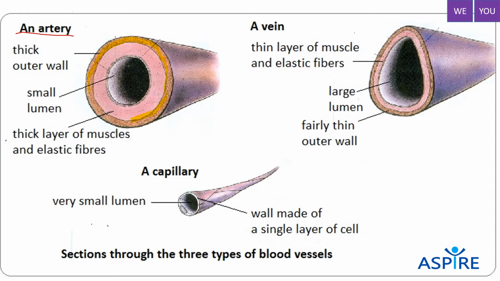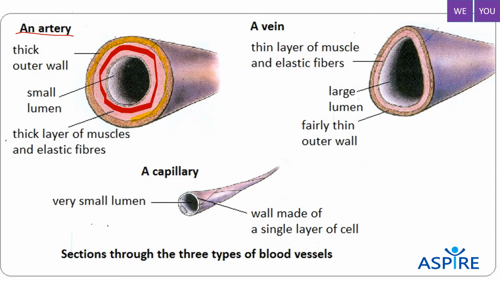Also, we'll notice that it has a thick layer of muscle. So this layer in here is a layer of muscle. Now this is different if we look over at a vein on the other side. It has a fairly thin outer wall and a thin layer of muscle. Both of these are quite elastic. That just means that they can stretch out and stretch back in. And that is something to be aware of when we're talking about blood vessels. Let's just look over at a vein then, now that we know what an artery is. Let's look at the vein.